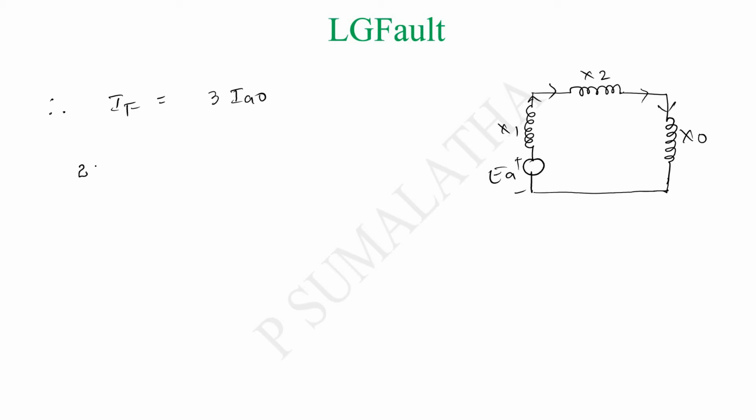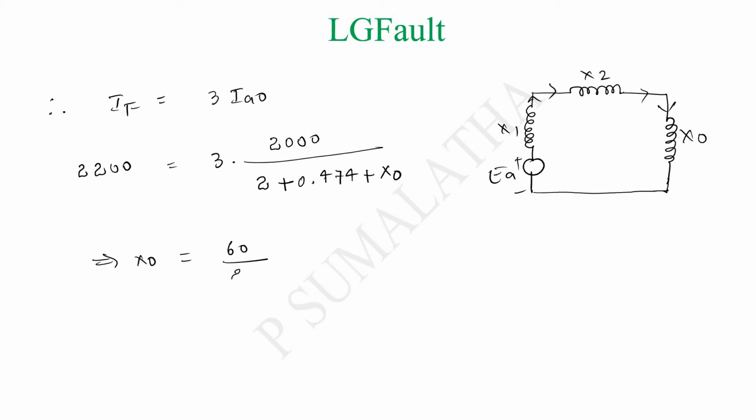The fault current is given as 2200 amperes, which is equal to 3 times EA, which is 2000, divided by x1 value 2 ohms plus x2 value, which we have just determined as 0.474 ohms, plus x0 value. If you simplify, the x0 value is equal to 60 by 22 minus 2.474. That will give us 0.253 ohms. Let us see the second example.